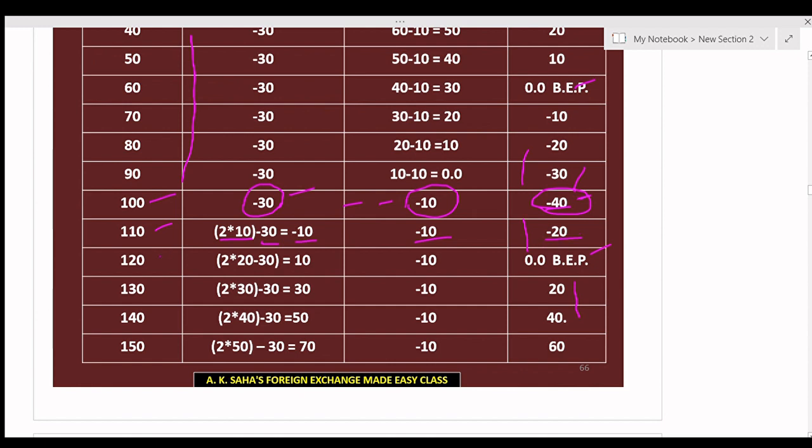Next 120. Here it is BEP. 2 into 20, 120 minus 100, that is 20 into 2 minus 30 is equal to 10. Here it is minus 10, the BEP attained. And when the spot price becomes 130, the profit will be 20. At 140, the profit will be 40. Gradually, the profit is increasing. At 150, the profit will be 60. The profit trend is upward.